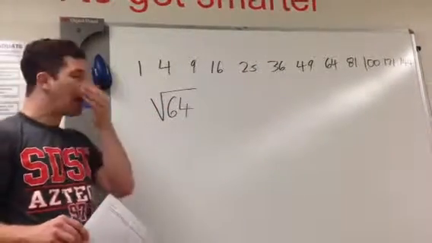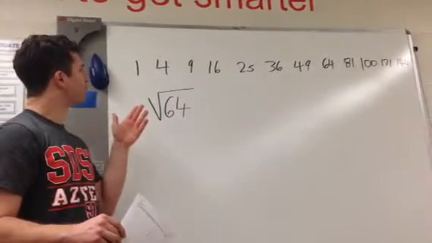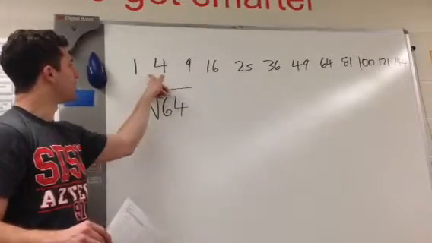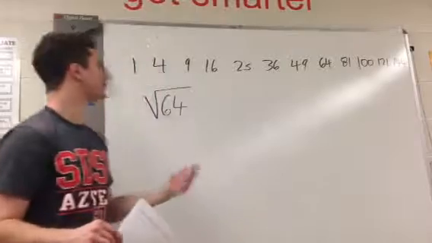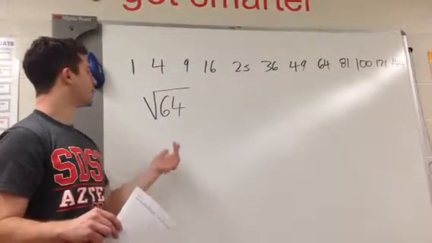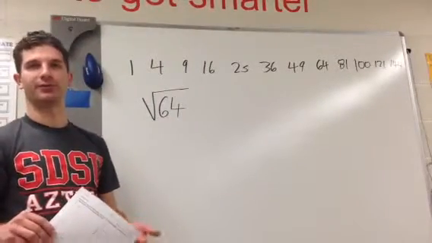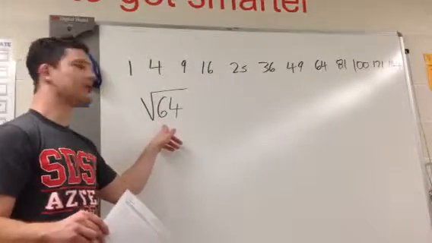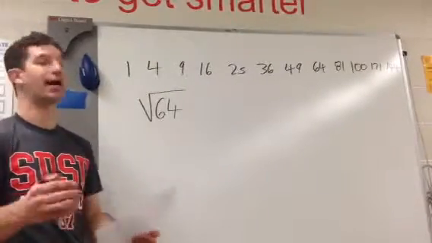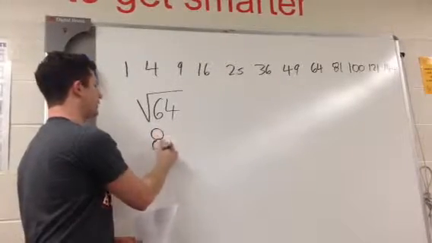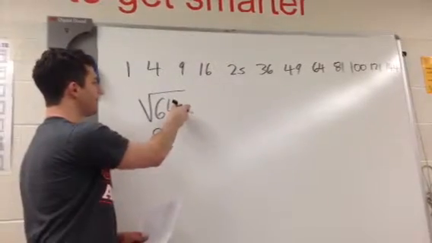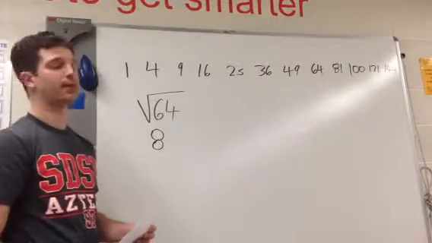Okay, so let's take a look at some of these numbers that we have up here. Why do we have some of these numbers up here? Well, these are our perfect squares. So we're all familiar with taking the square root of something. The square root of 64 is simply 8. So here we've simplified our square root, our radical.